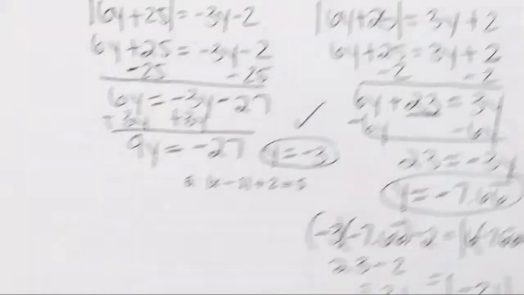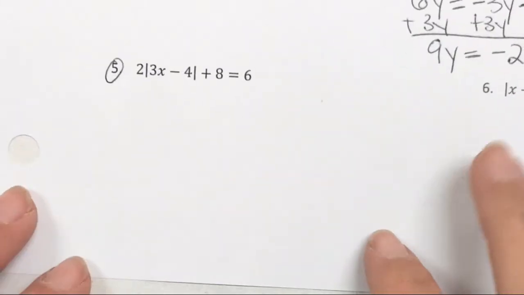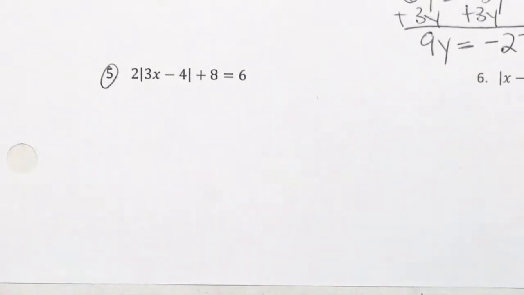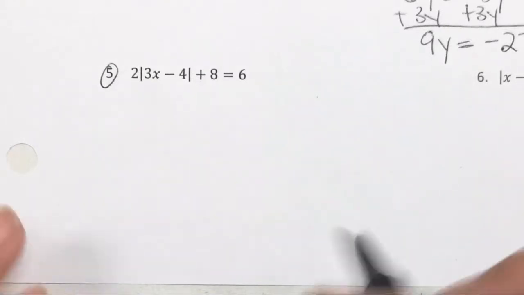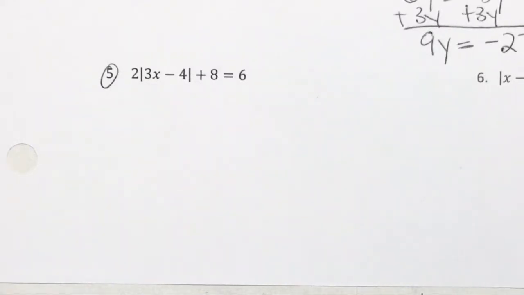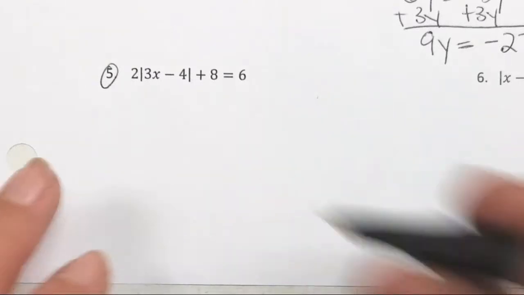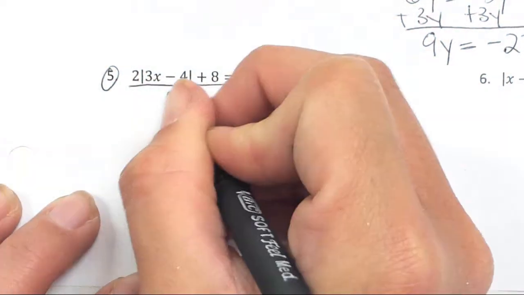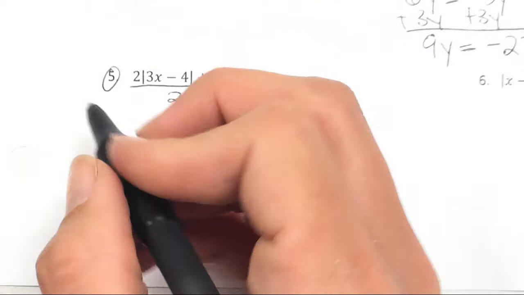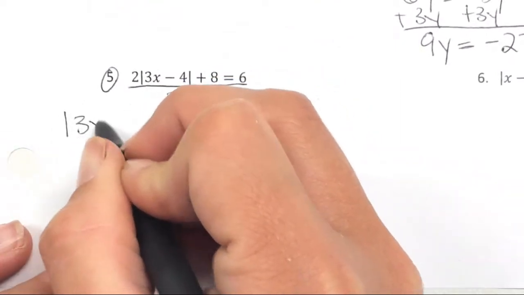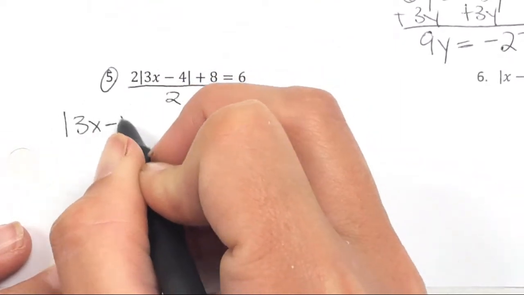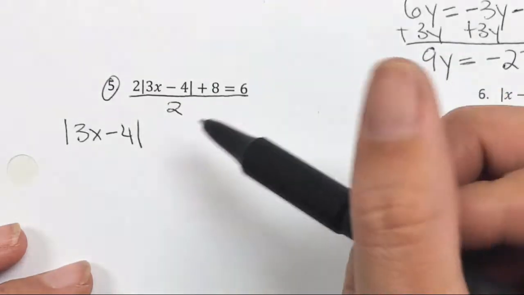Alright, last one together is going to be number 5. Alright, the absolute value is obviously not by itself. What do we need to get rid of first? The 8. Very good. Or we could do the 2 first. Okay, but if we do the 2 first, what are we dividing by? Everything? Okay, we can do that first. That's fine. So what would we have then? 3x minus 2. No, 4. Good. That's why it might mess you up if you don't do that.